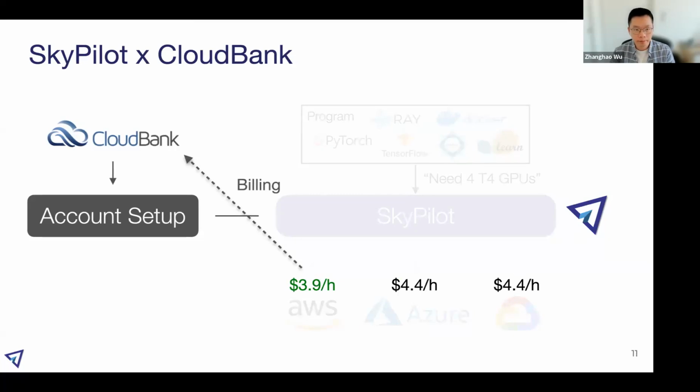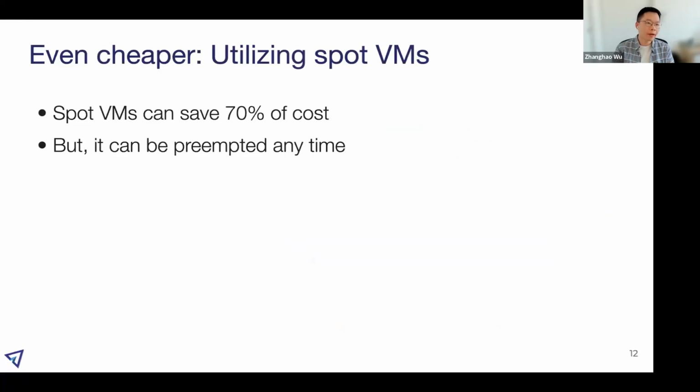Is that the end? Actually, no. We can do even better by utilizing spot VMs. Spot VMs are a special type of resource offered by many cloud providers. They can offer 70% cost savings compared to normal VMs. However, a spot VM can be interrupted and taken back by the cloud provider at any time, which means a user may have to sit in front of their laptop to monitor the job and recover it whenever preemption happens.